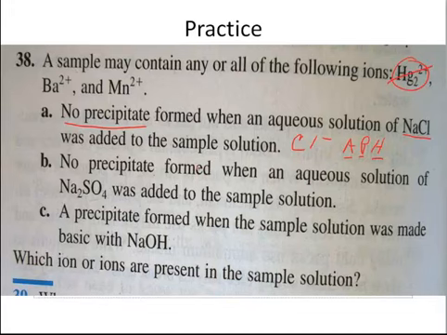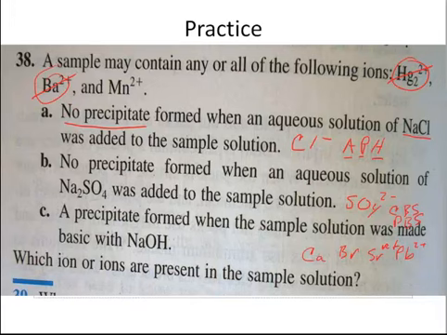No precipitate was formed when an aqueous solution of sodium sulfate was added to the sample solution. Well, sodium again is not going to do anything, but how about the sulfate? What's the sulfates rule? Well, that was CBS, PBS. And that stands for, I'll write it down here, calcium, barium, strontium, and lead. Those are all 2 plus, by the way. So that takes away this one. Well, let's look at the last one.